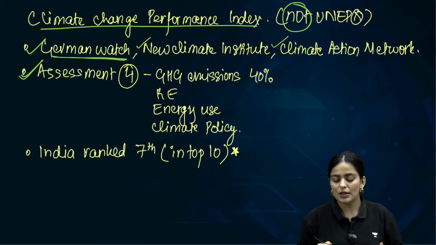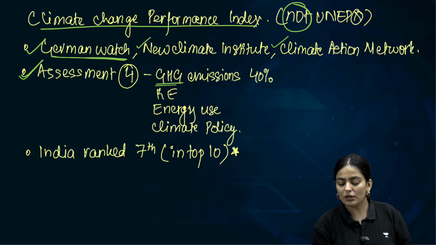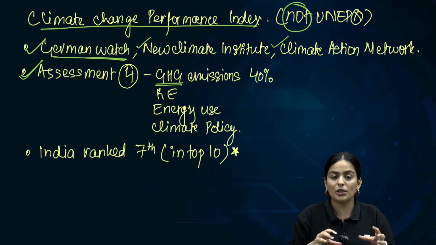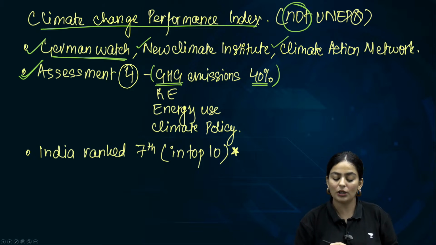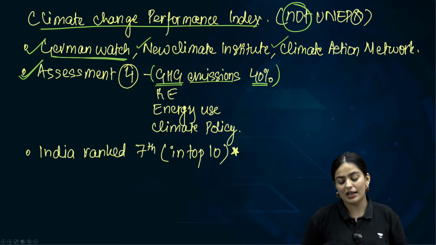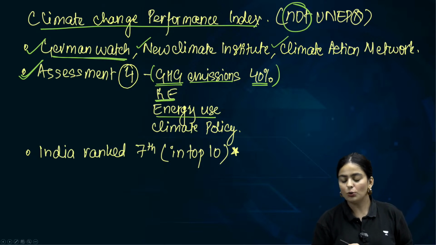Those are the areas. So the most important criterion, with maximum weightage in the assessment, is greenhouse gas emissions. 40% of the weightage in this particular index is given to greenhouse gas emissions, then to renewable energy, then to energy use, and then to climate related policy.